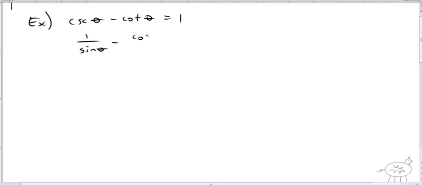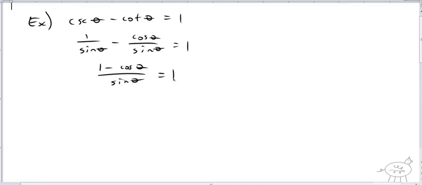All right, so let's try one more example here. It's cosecant of theta minus cotangent of theta equals 1. Brutal problem because it's not quite straightforward. So what we're going to do is write this in terms of sines and cosines. So it's 1 over sine of theta minus cosine of theta over sine of theta equals 1. So you guys agree it's 1 minus cosine of theta over sine of theta equals 1.